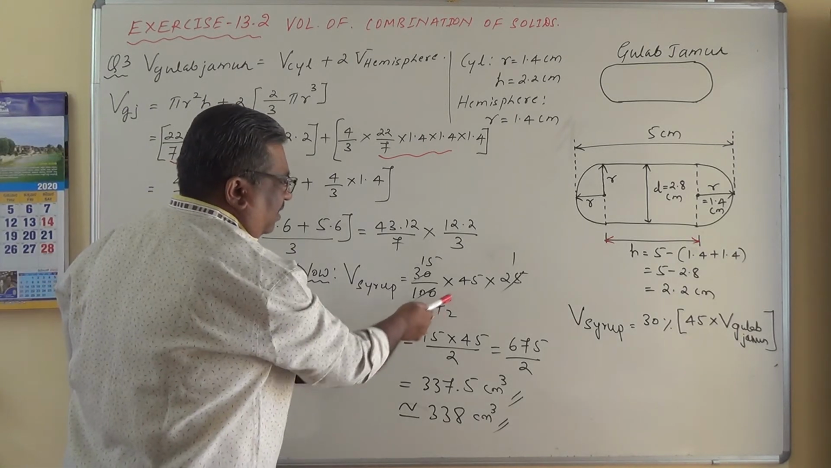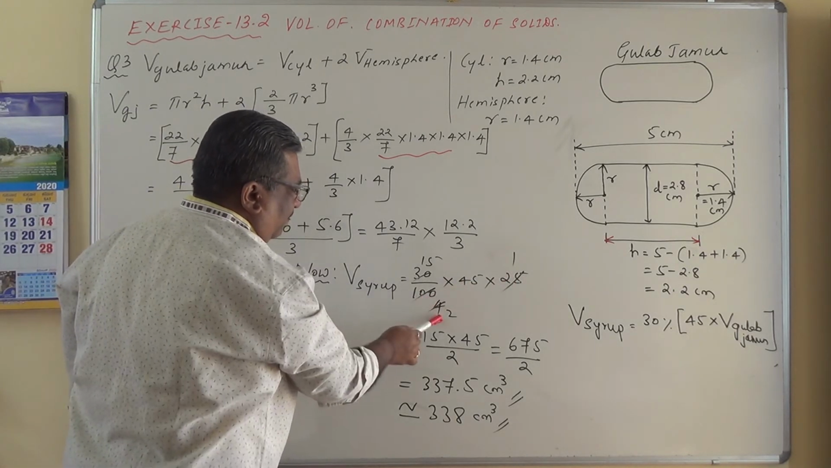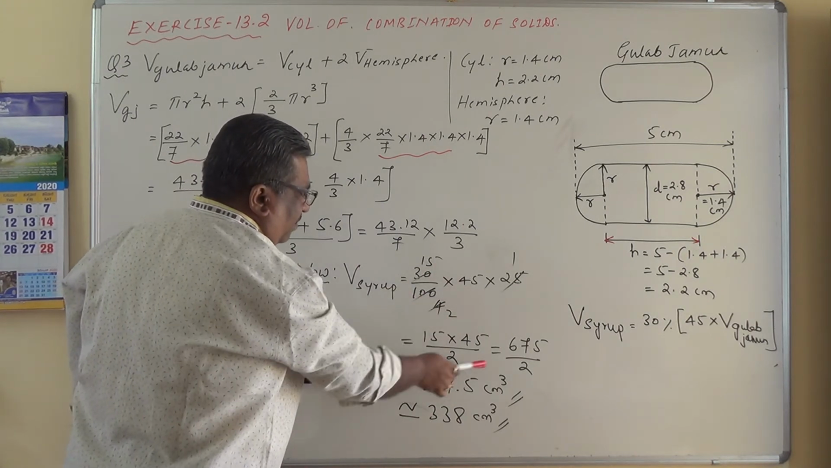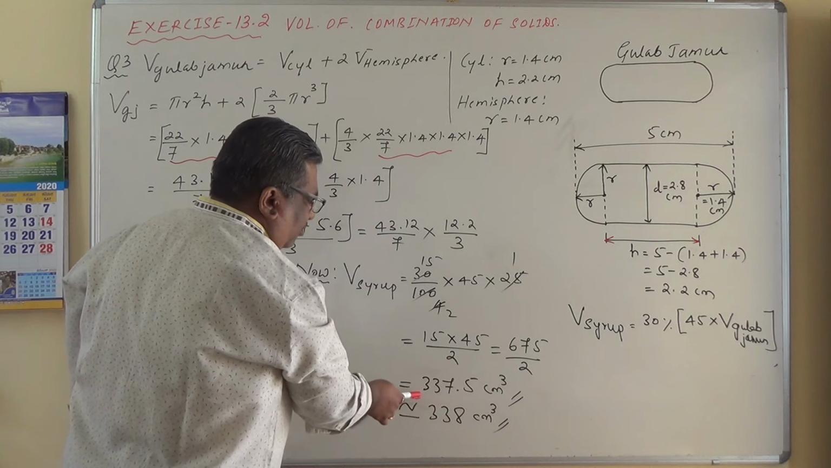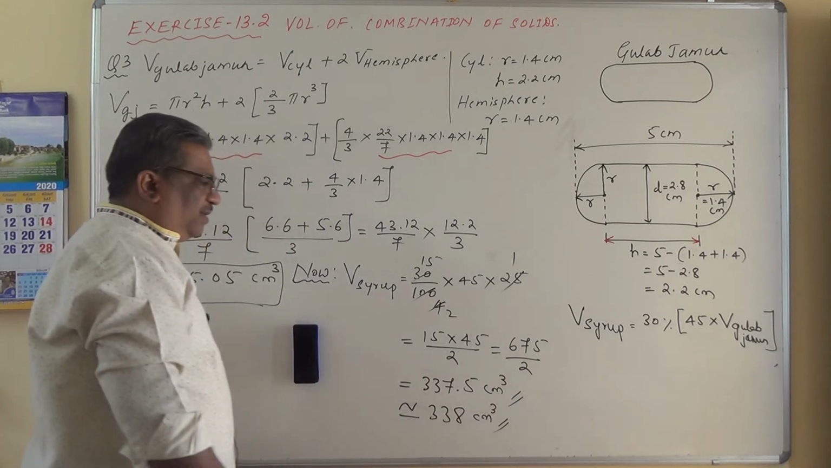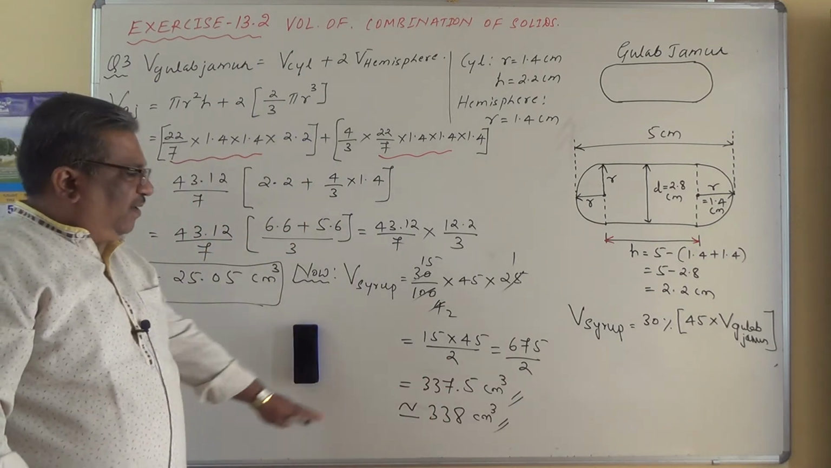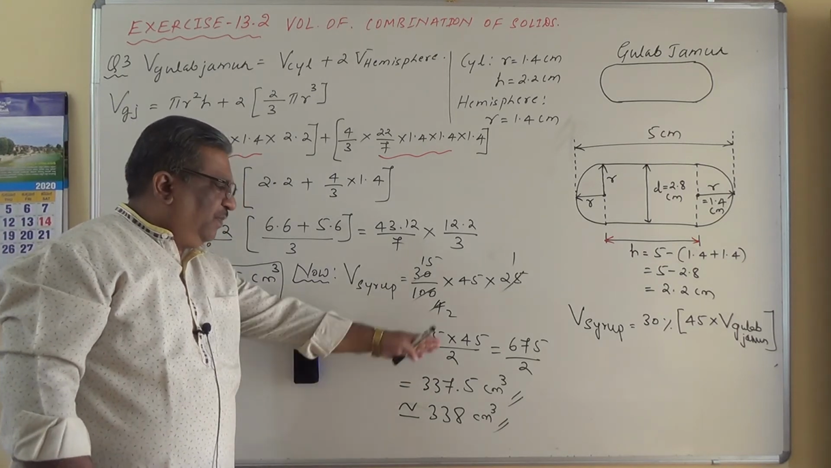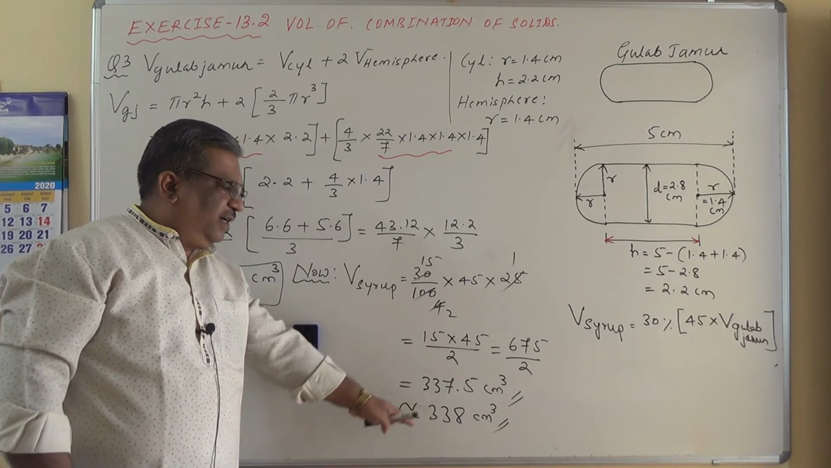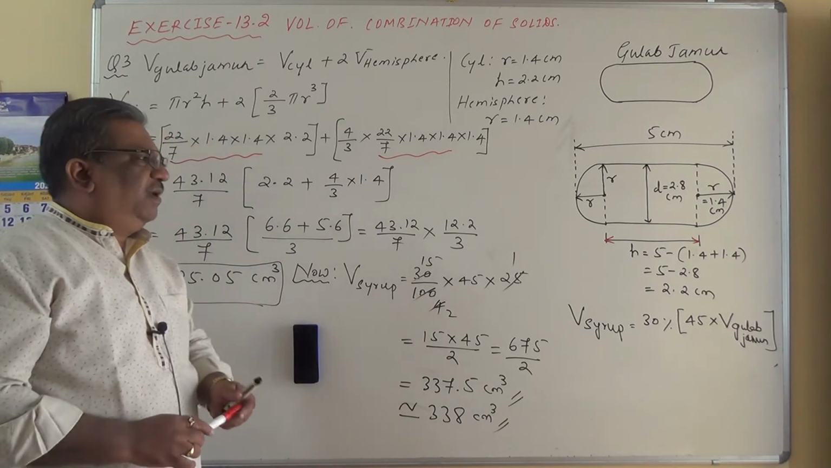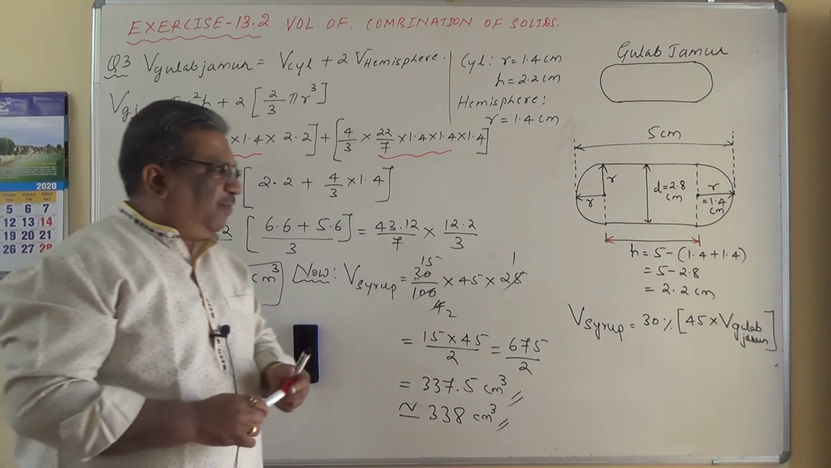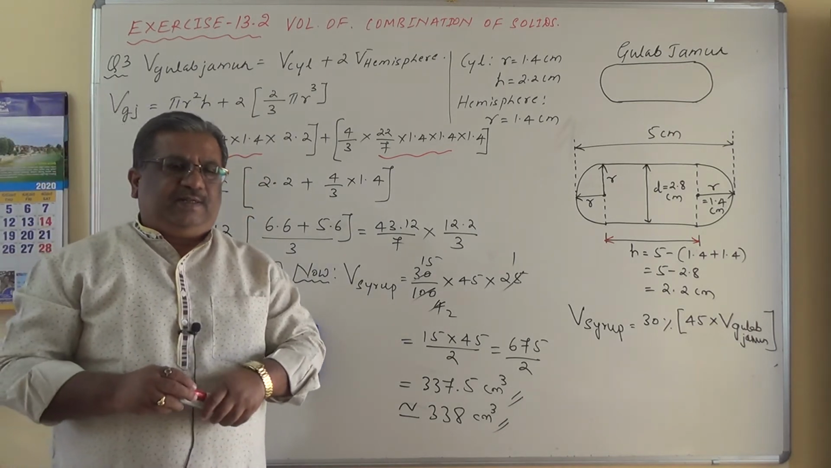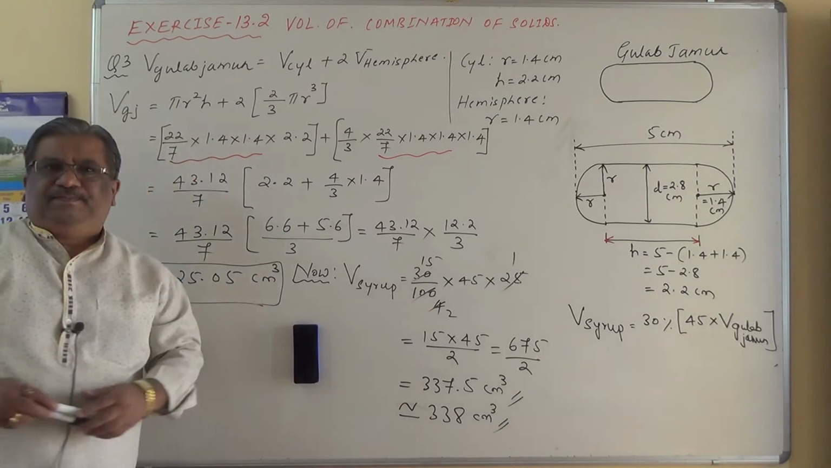Here 25 ones are 25, fours are 2, 2s are 2, 15s are 15, into 45 by 2, which is 675 by 2. That gives me 337.5 cubic centimeter approximately. You can stop the answer at this stage also. 337.5 cubic centimeter. If I need to round it off, then 338 cubic centimeter is the approximate volume of the syrup that is present in 45 gulab jamuns, isn't it? So make a note of this one.